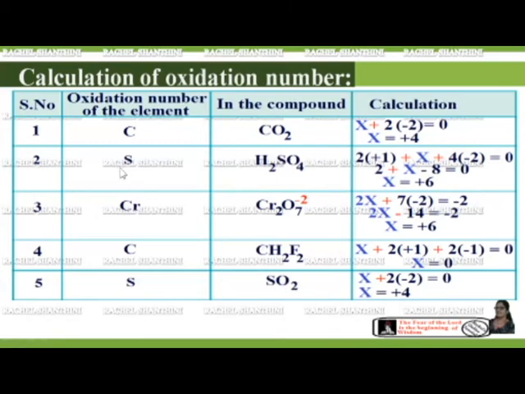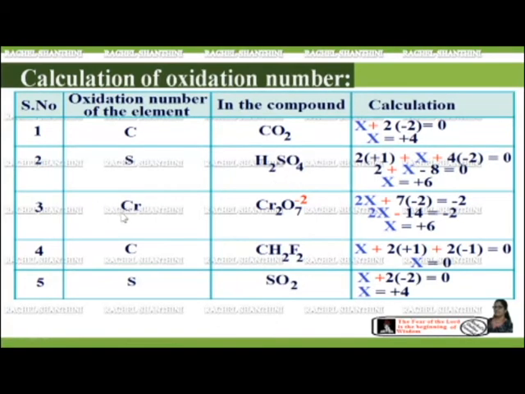Now let us calculate the oxidation number of sulfur in sulfuric acid. We know that the algebraic sum of the oxidation number of all the atoms in a molecule is 0, so we have taken 0 on the right hand side. We have 2 hydrogens, so 2 into plus 1, plus X, plus we have 4 oxygen, so 4 into minus 2, equal to 0. 2 into 1, 2, plus X, 4 into minus 2, minus 8, equal to 0. When this minus 8 goes to the right hand side, it becomes plus 8. And this plus 2, when it goes to the right hand side, becomes minus 2. So 8 minus 2, 6. So this gives the oxidation number of sulfur as plus 6 in sulfuric acid.